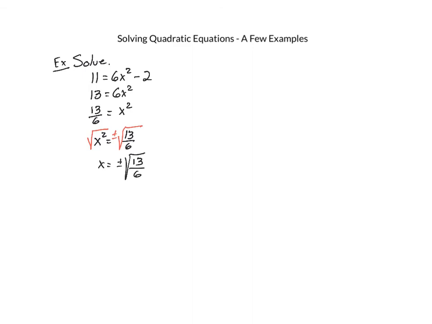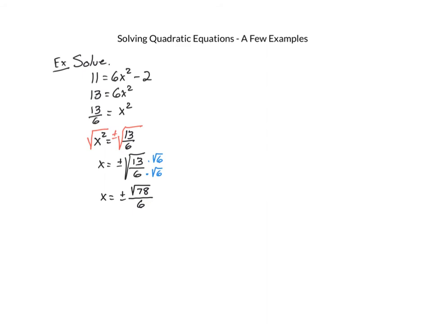And last, let's just take the time to rationalize the denominator. So I'm going to multiply by square root of 6 over square root of 6. So I'll have a nice rational denominator for this one. So I have plus or minus the square root of 6 times 13, which is 78, over 6. And we have it complete.